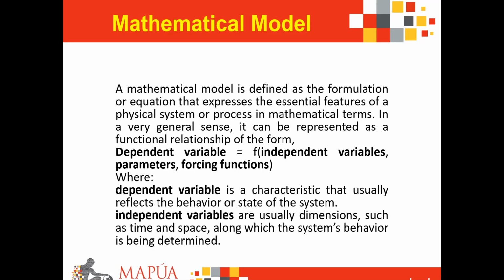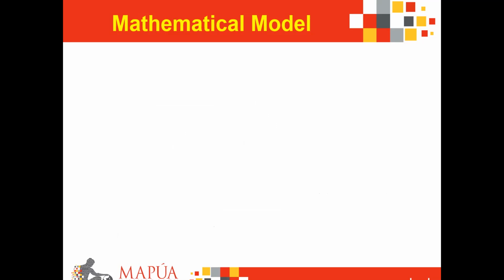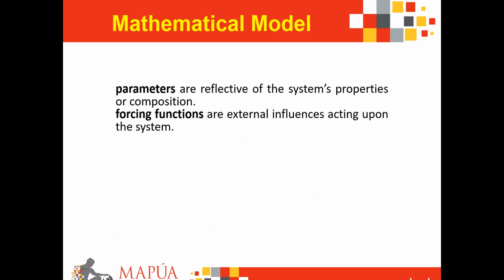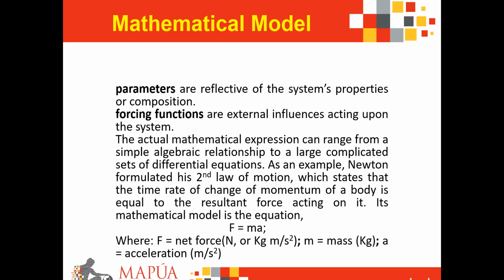Your independent variables are the dimensions such as time, space, and length, along with which the system's behavior is being determined. Parameters are reflective of the system properties or composition, and forcing functions are external influences that eventually act upon the system. The actual mathematical expression can range from a simple algebraic relation to a large, complicated set of differential equations.